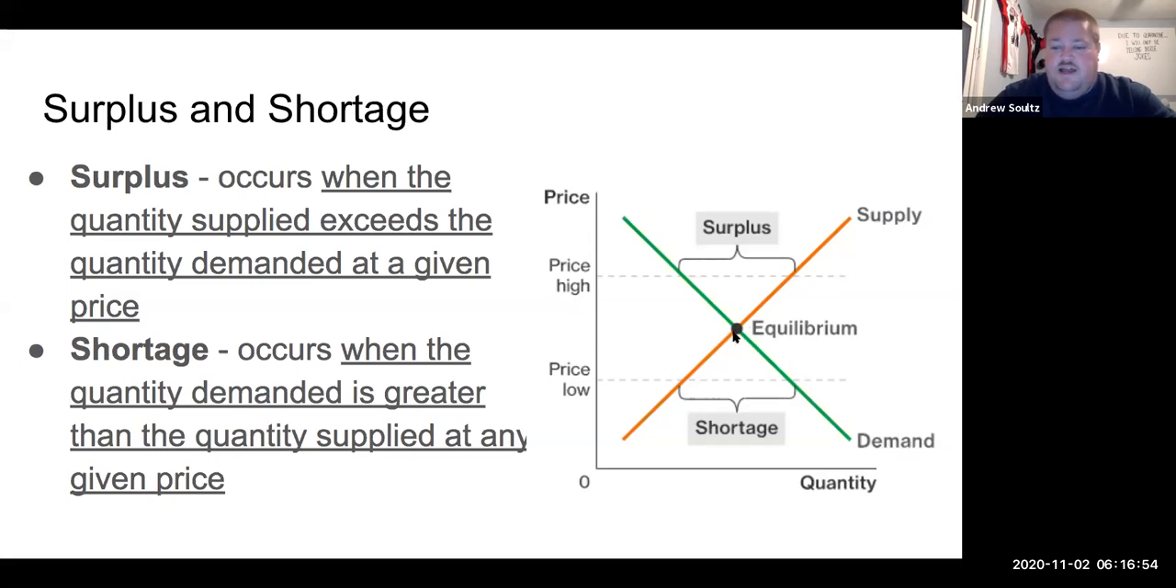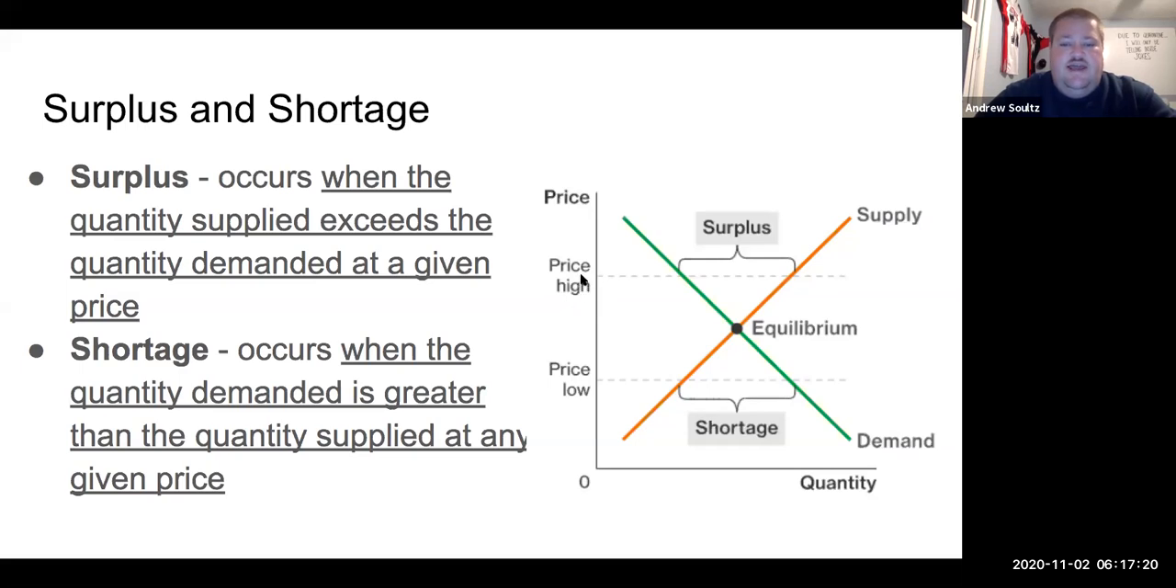Equilibrium is where the supply curve and the demand curve intersect with each other. That is like the perfect price. It's called the market clearing price, because the quantity that is supplied is also demanded. All that is supplied to a market is also demanded in a market. Now, when the price is not at equilibrium, what we get is either a surplus or a shortage.